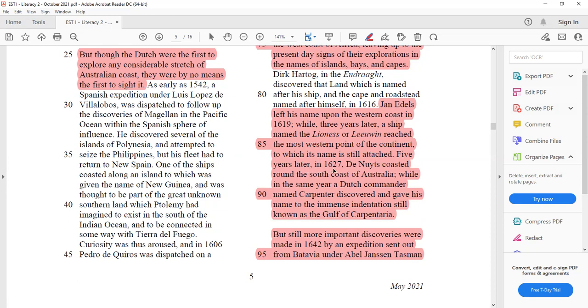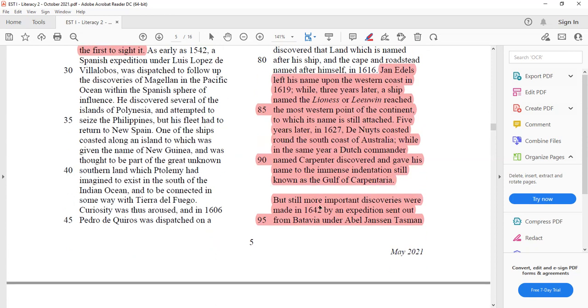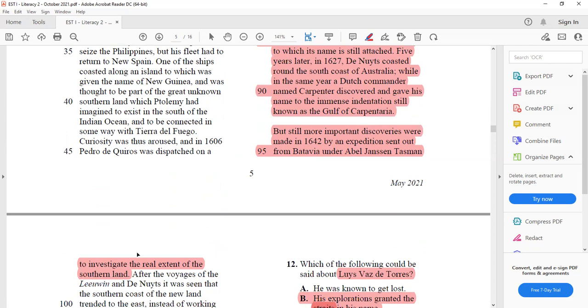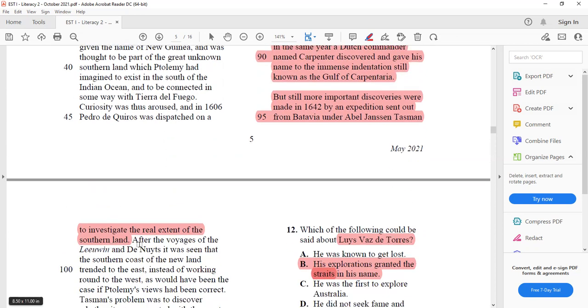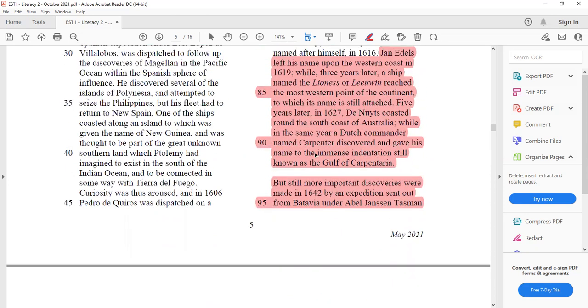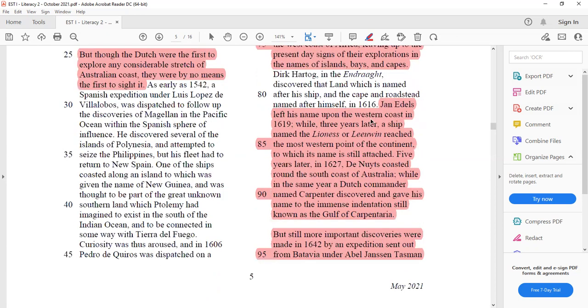Five years later, in 1627, the Nuyts coasted around the south coast of Australia, while in the same year a Dutch commander named Carpenter discovered and gave his name to the immense indentation still known as the Gulf of Carpentaria. So this also can be an answer. But still more important discoveries were made in 1642 by an expedition sent out from Batavia under a statesman to investigate the real extent of the southern land. So here he mentioned dates, so historian. He mentioned also lands or things that can relate to the Dutch. So this also can be an answer.